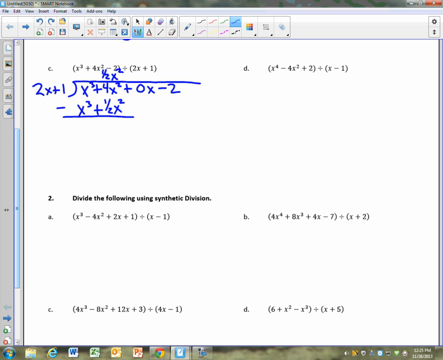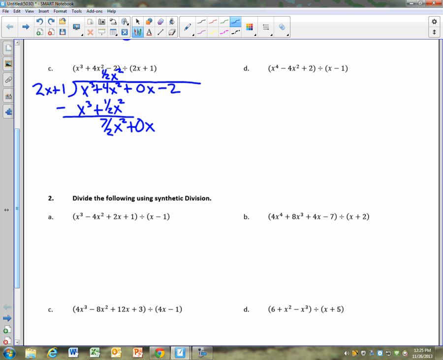X to the third minus x to the third, 0. 4x squared minus 1/2 x squared. 3.5x squared, which is 7/2 x squared.